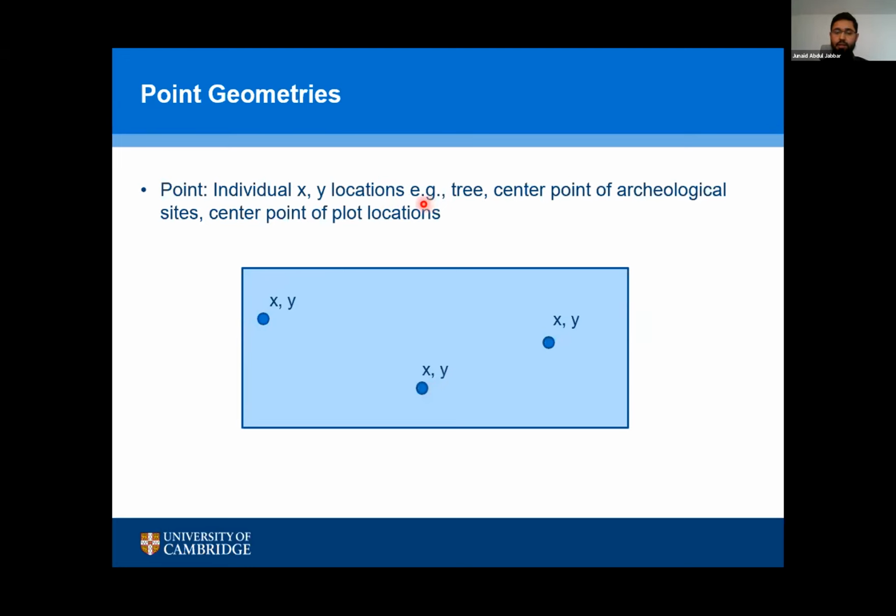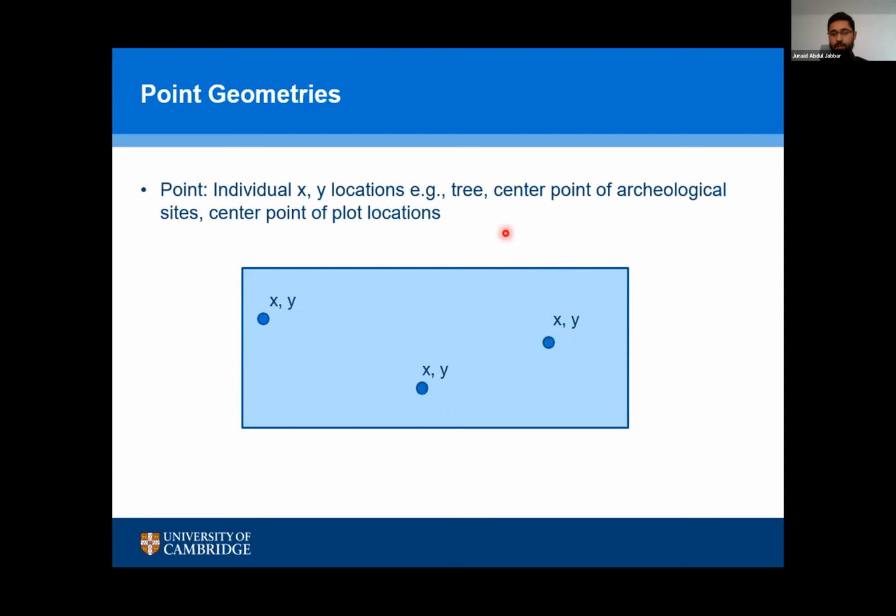So the type of data set that we can represent using point geometries could be simply a tree. It could be the center point of an archaeological site, or it could be a center point of a plot location. Can we think of any other examples that can be stored as point geometries? So yes, we can possibly represent and store our electricity poles as point geometries. We can store the location of bus stops as point geometries.